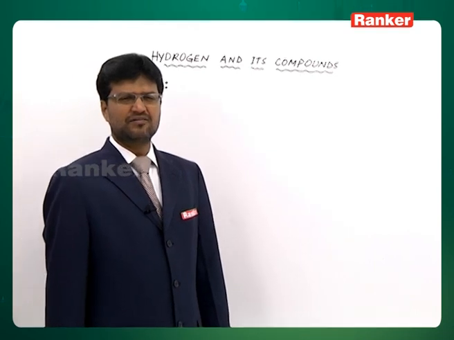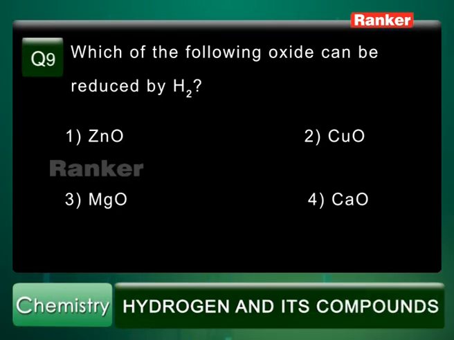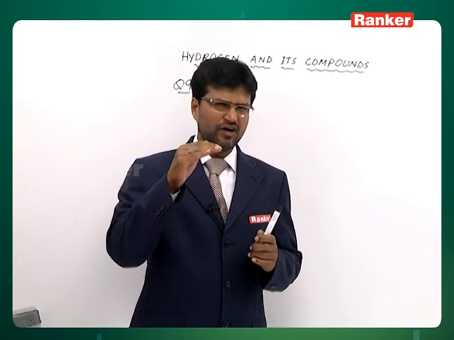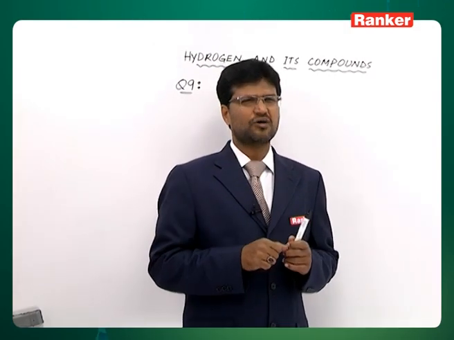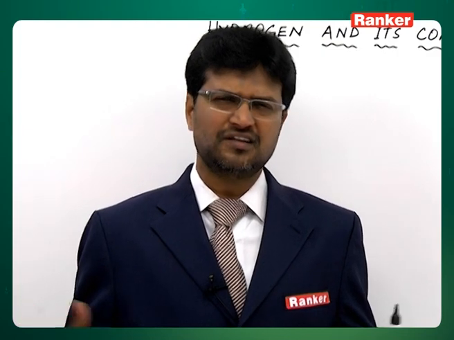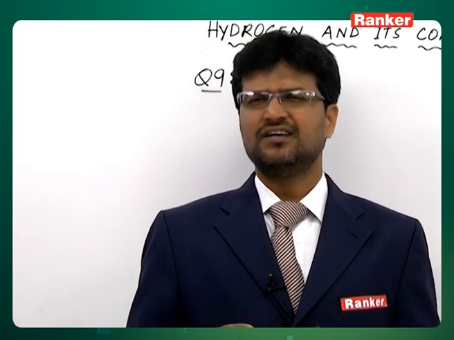Question number 9. Which of the following oxide can be reduced by hydrogen? First option zinc oxide, second option copper oxide, third option magnesium oxide, and fourth option is calcium oxide. The correct answer is copper oxide. Among the options, the only metal which is present below hydrogen in the activity series is copper. So copper oxide is thermodynamically least stable among them, and it can be reduced easily even with hydrogen gas.